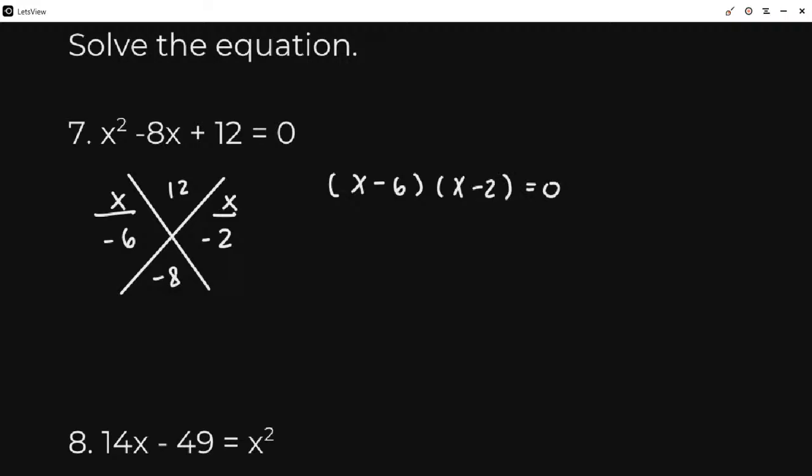So now to solve, we're going to set each part equal to 0, because if one of them equals 0, then the whole thing will equal 0. So if x minus 6 equals 0, then the entire thing will equal 0 because we have 0 times x minus 2. Or if x minus 2 equals 0, then the whole thing will equal 0 there as well. So we're going to add 6, and we get x equals 6. And on the other one, we're going to add 2. So the answers would be 6 and 2.